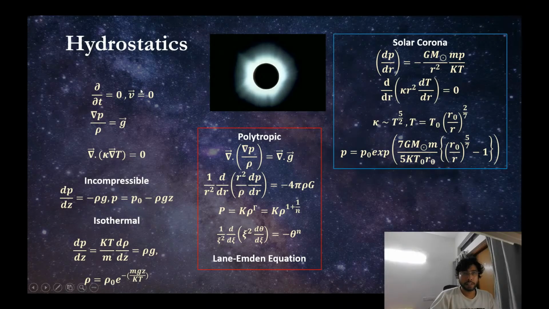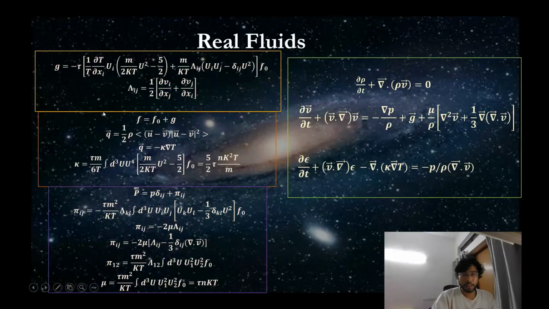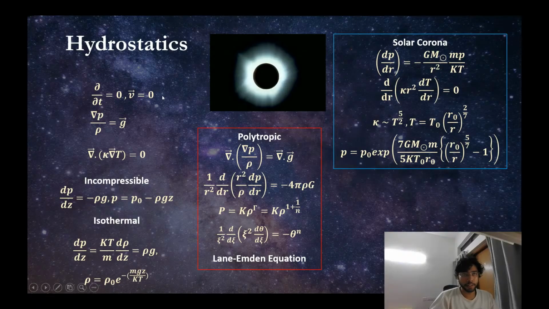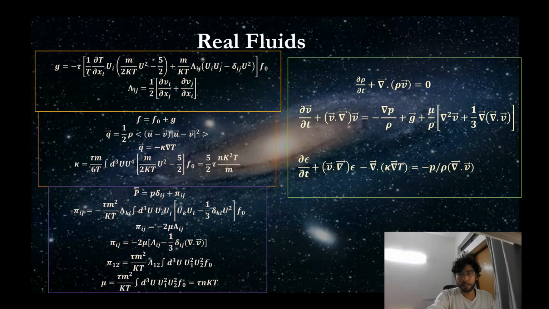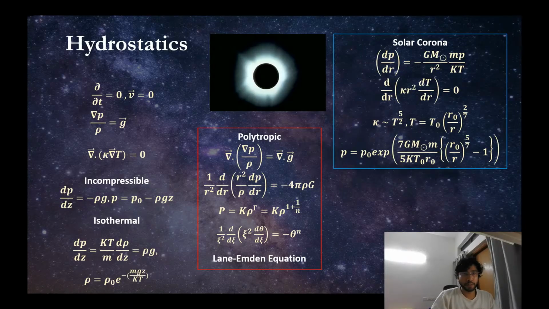So G, as I said, would represent any external force, right? So from the Navier-Stokes equation, under this assumption, del T = 0 and V = 0, you will arrive at del P by rho is equal to G. So what does it mean? It just means that the pressure force is balancing the gravity, right?